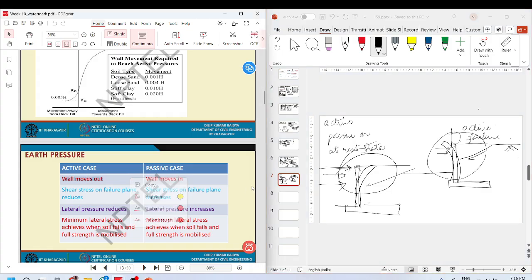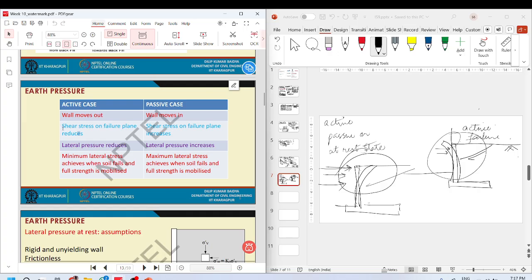Wall moves out, wall moves in. Shear stress on failure plane reduces. We can see this later based on Rankine's theory. Shear stress on failure plane increases, lateral pressure reduces. If you see here, as this moves out, there will be a relaxation in the confining pressure of this failed zone, while here the confining pressure will increase because I am providing some force here.